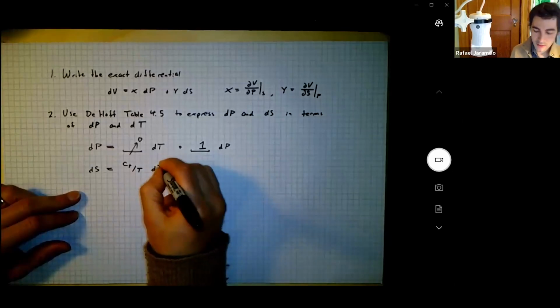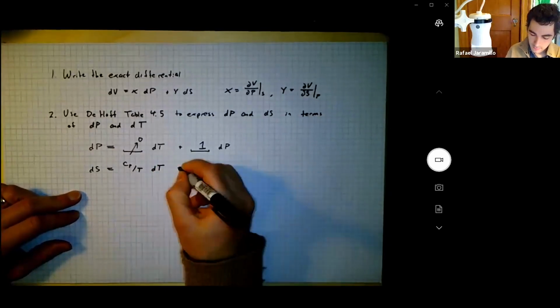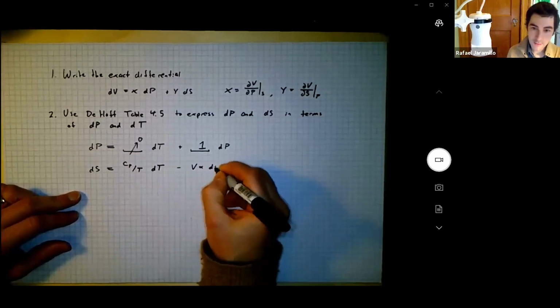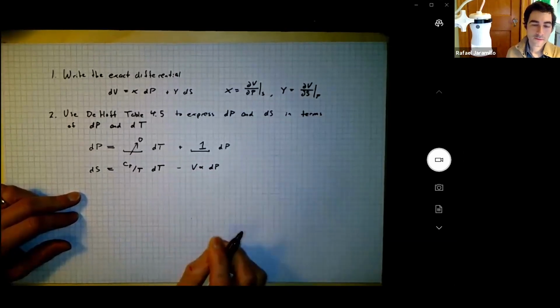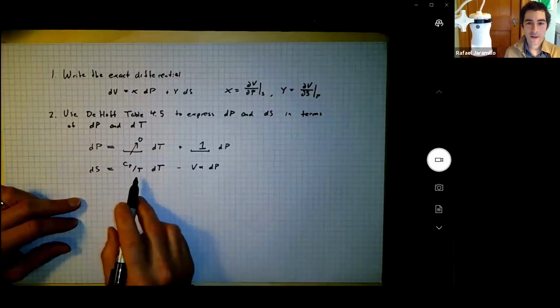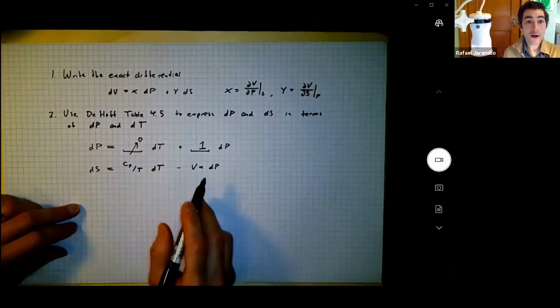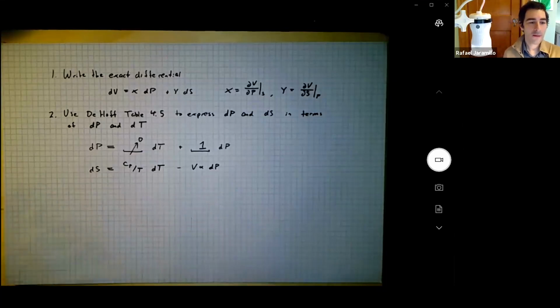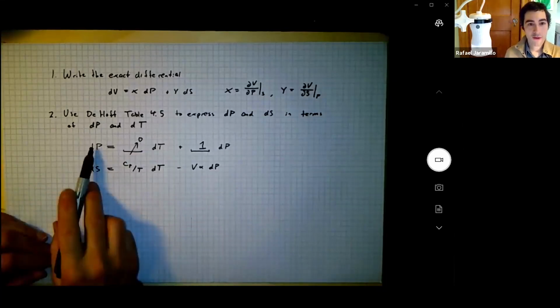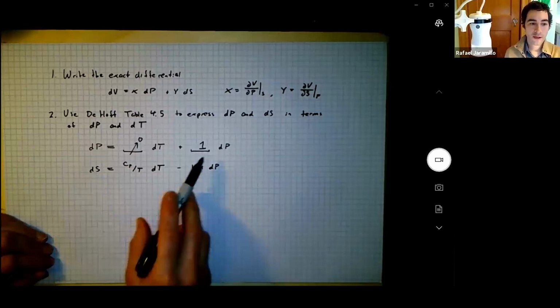It happens to be equal to Cp over temperature times dT minus V alpha dP. That's not obvious to me, right? I have to think about it. This I could figure out if I thought about it long enough. This it doesn't make sense to me. I just have to derive it. But you don't have to derive it or think about it. It's right there in the table. So here is pressure and entropy written now as dependent variables, dependent on temperature and pressure.